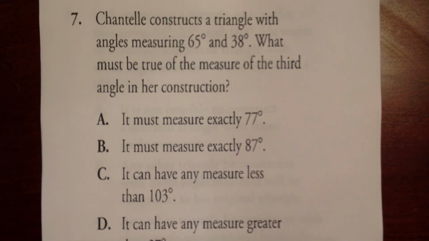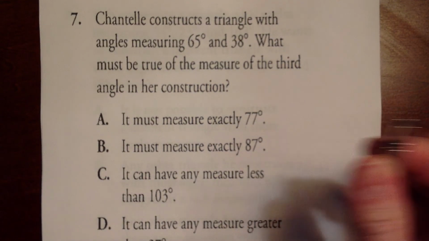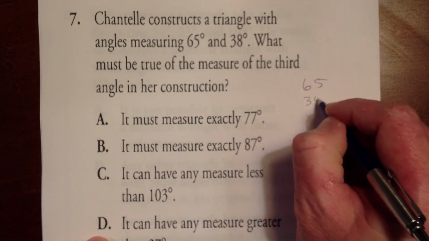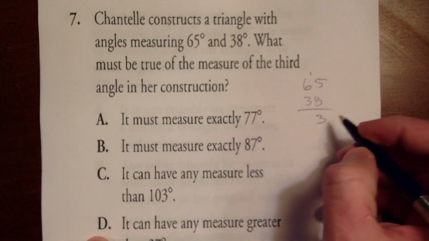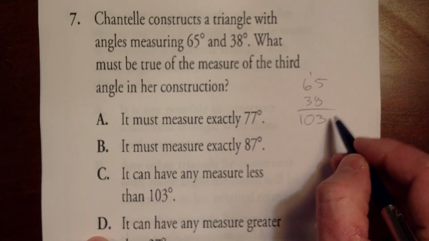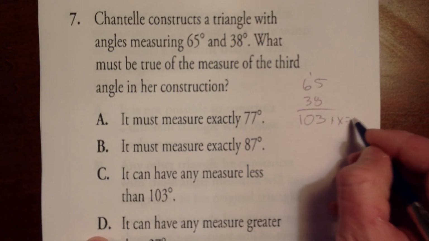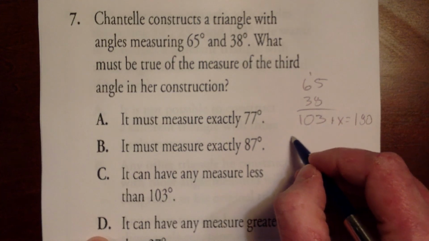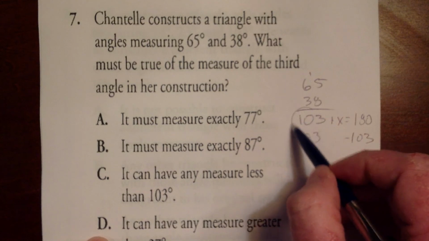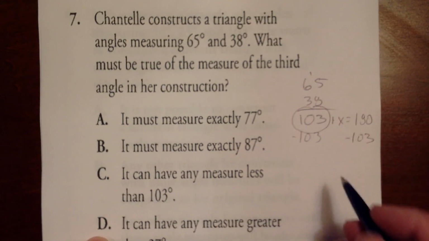Now we've got one dealing with angles. We've got angle measures of 65 and 38. What must be true of the measure of the third angle in her construction? Well, we know that they have to equal 180. So let's go ahead and add 65 and 38. Get 3, carry my 1. That's going to be 103. So now we know that the last angle plus 103 equals 180. We would simply subtract 103 from both sides. Or basically, once we get the measure of the two angles that we know, just subtract that from 180.